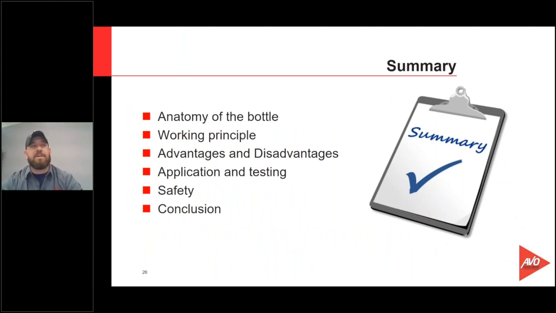lesson with you. A simple rundown of the anatomy of a bottle, the vacuum interrupter, the working principle behind it, some of the advantages and disadvantages of the bottle itself, the pros and cons. We went over testing as much as I possibly could because I think that's where we're going to spend most of our time as technicians. Safety is critical, of course, making sure that we're doing this correctly, and then of course the conclusion. We finished off with our conclusion.